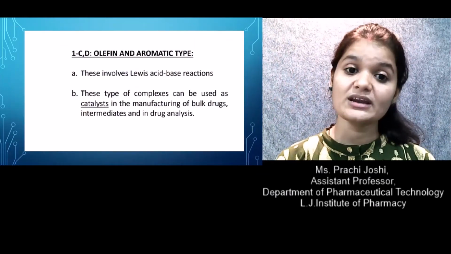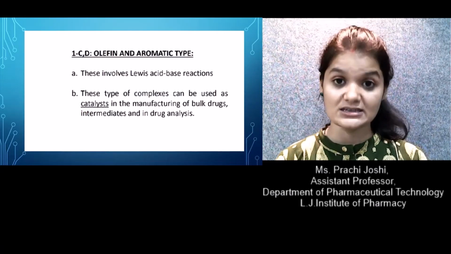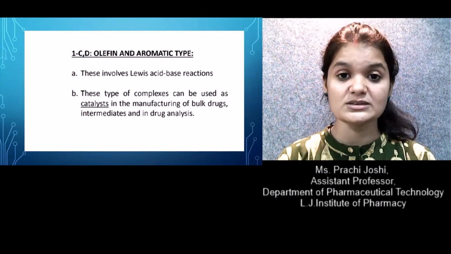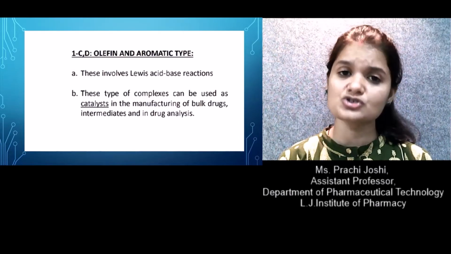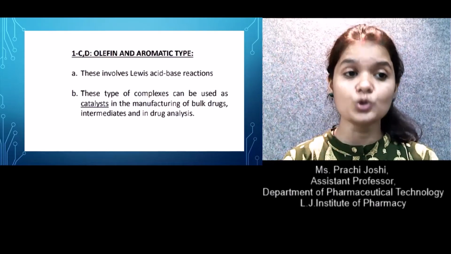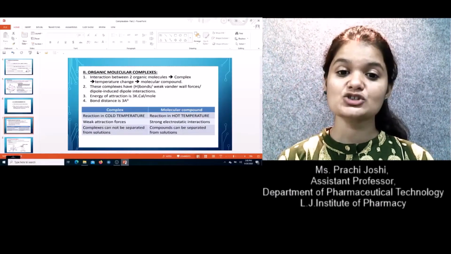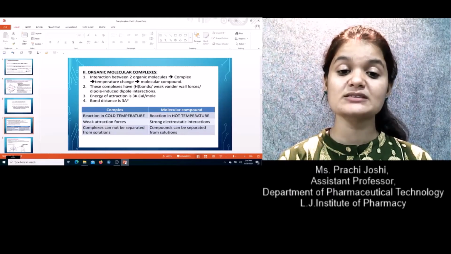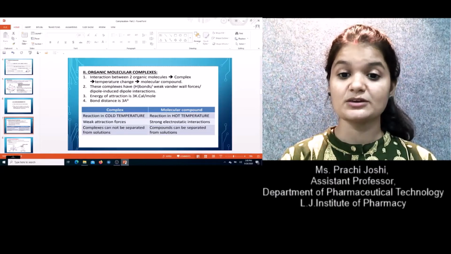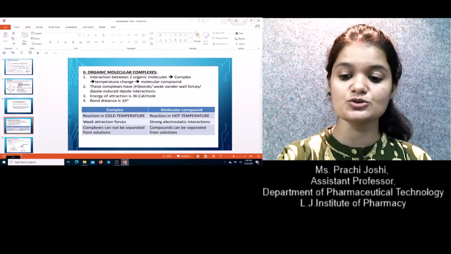The next ones in this are olefin and aromatic types. They are not much in use in basic pharmacy, but you can use them to manufacture bulk drugs and in intermediate drug analysis. It involves a Lewis acid-base reaction. While a complex cannot be separated from the solution, a molecular compound can be separated from the solution.